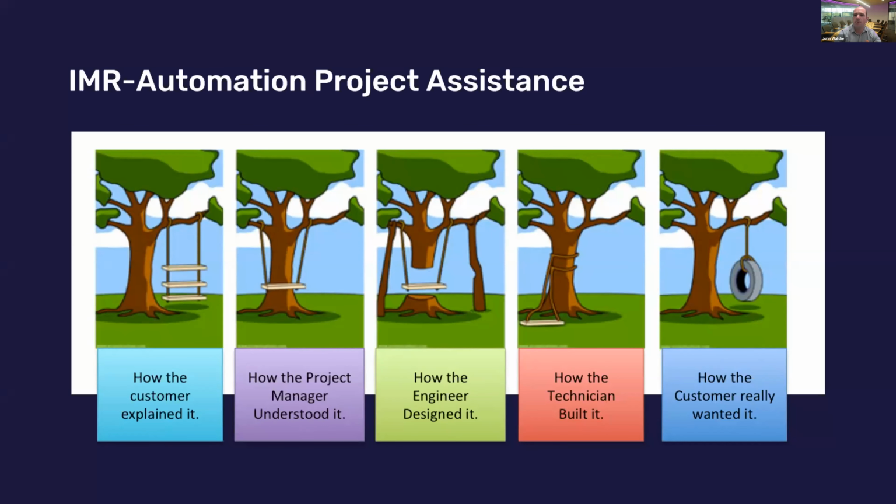This is where IMR's automation project assistance can help. It aims to help you get from what you explained to what you really want or need. We can do that because we are the third eye on the process without any skin in the game, so to speak. You essentially have an automation team on your project, bringing more than 150 years combined experience. And we will use industry-proven tools and practices, as I've outlined.